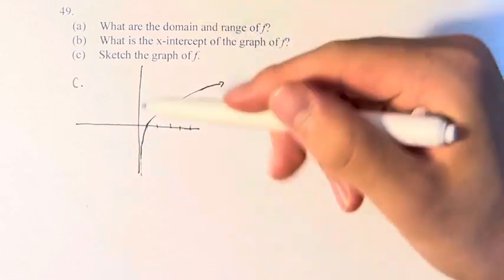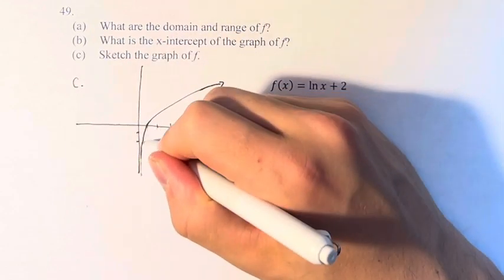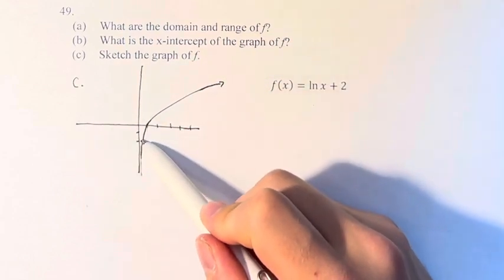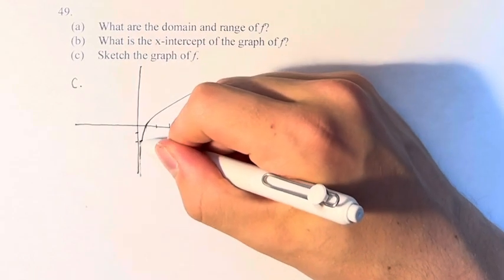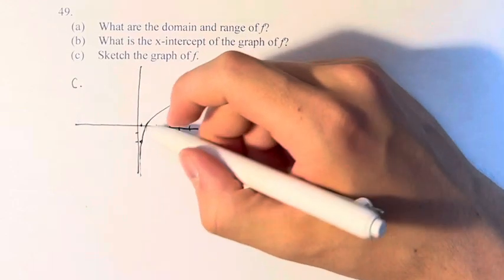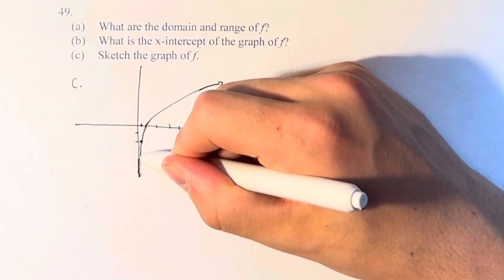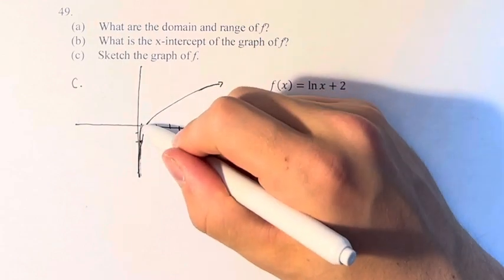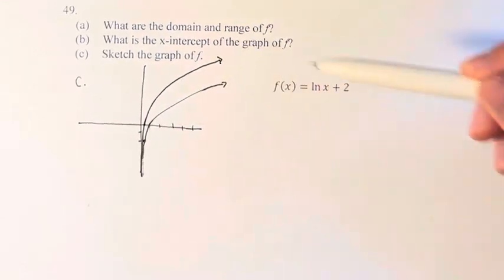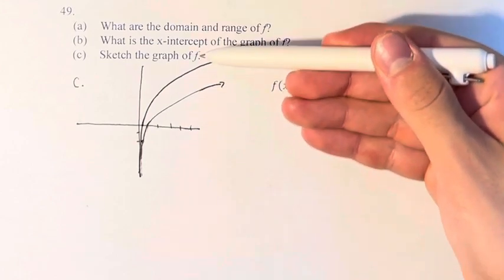So the x-intercept, if we look at negative 2, the value of the function is this point right here. Therefore, we have to move it 2 up to get the new x-intercept. Of course, there is no y-intercept, but the function is going to look something like this, running alongside the graph of the actual function just 2 units up.